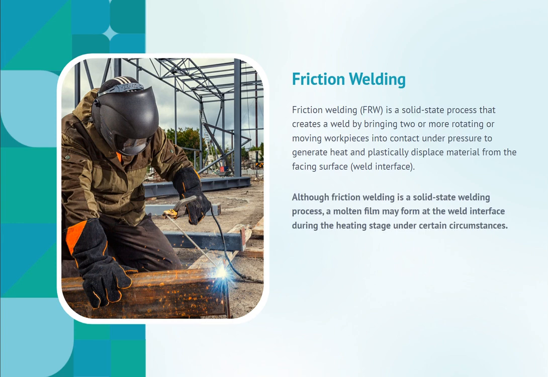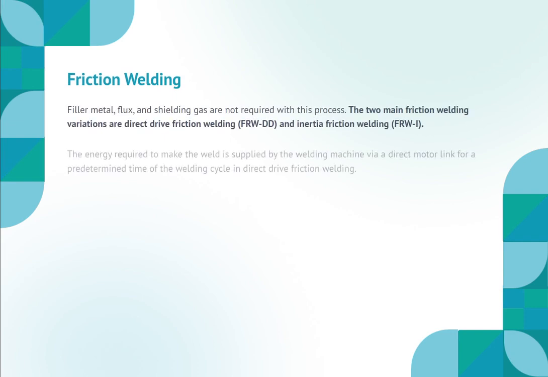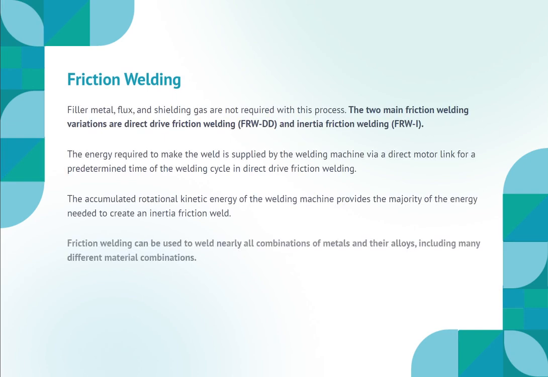Friction welding. Friction welding, FRW, is a solid-state process that creates a weld by bringing two or more rotating or moving workpieces into contact under pressure to generate heat and plastically displace material from the facing surface, the weld interface. Although friction welding is a solid-state welding process, a molten film may form at the weld interface during the heating stage under certain circumstances. However, localized melting is seldom a problem because this layer is extruded during extensive hot working during the final stage of the process. Filler metal, flux, and shielding gas are not required with this process.